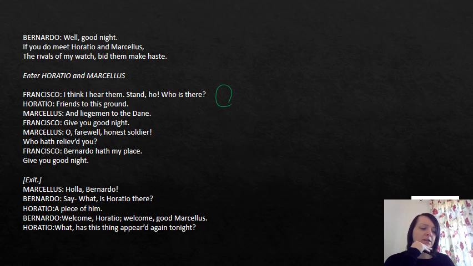Okay, so you've got, again, quite short questioning between the characters, okay? And there is this sense of, you know, these men on guard, these sentries on guard, feeling quite uneasy and quite uncomfortable. And then you've got this last question here by Horatio: What, has this thing appeared again tonight? Okay, and it has a really powerful impact on the audience, okay?